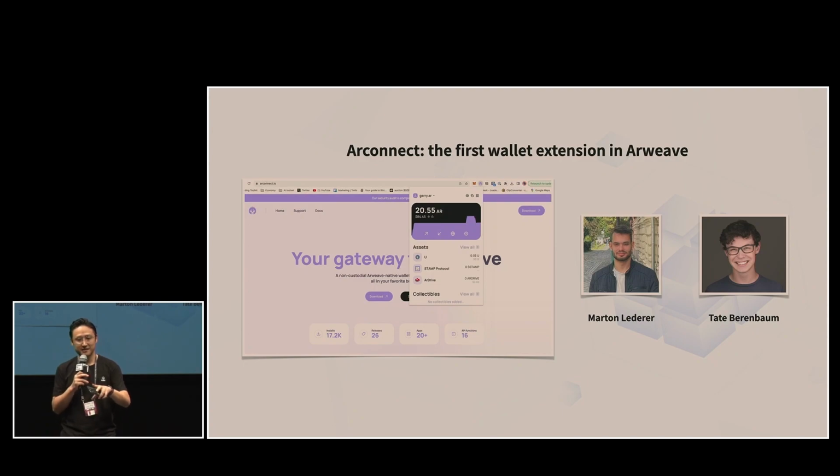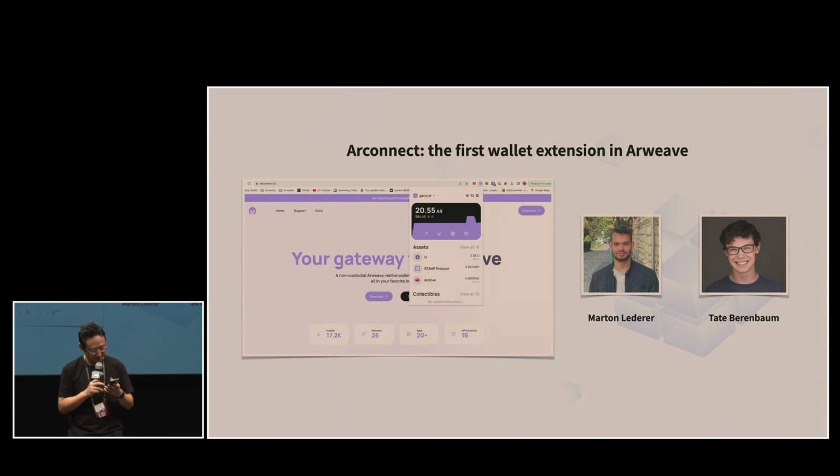These two guys, when they developed ArConnect, were only high school students. So it's crazy, right? Especially this guy, Tate. He's a founder of Community Labs right now, and raised 30 million US dollars last year. So it's crazy. What a genius! And I have to say, as a 40-year-old man, I'm so jealous. So what a life, right?